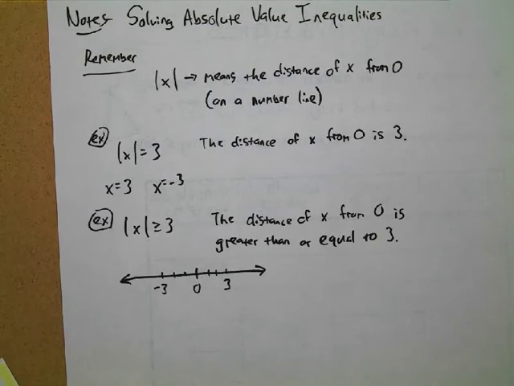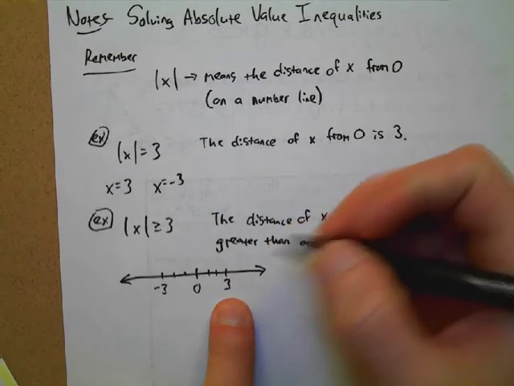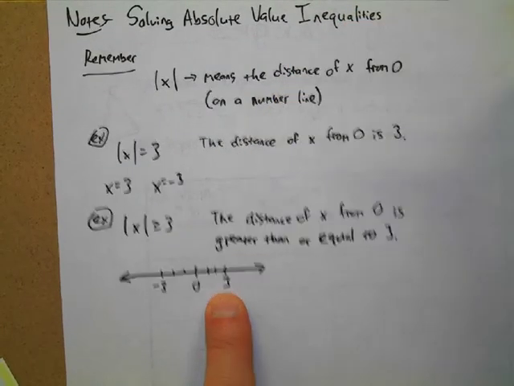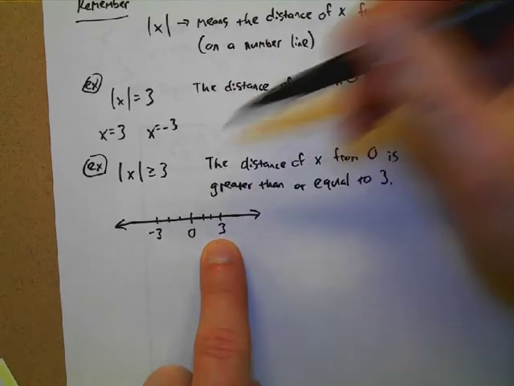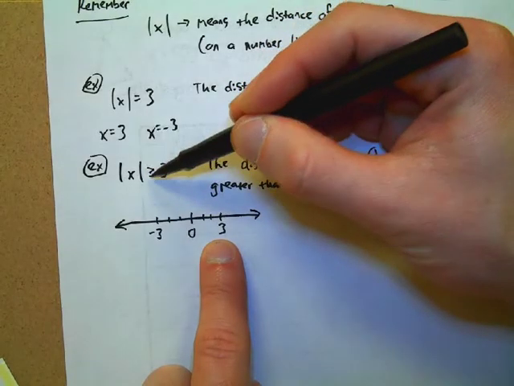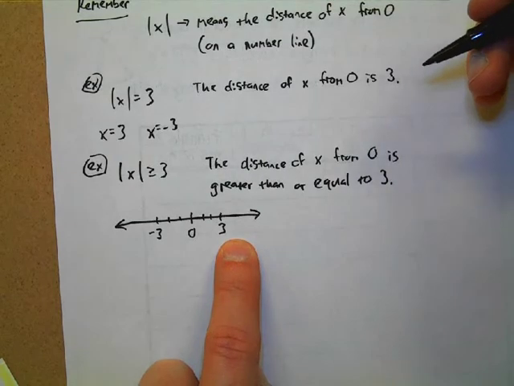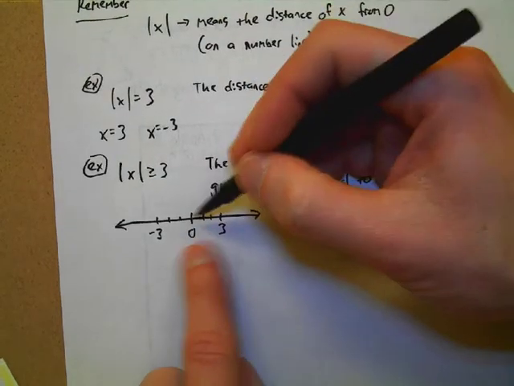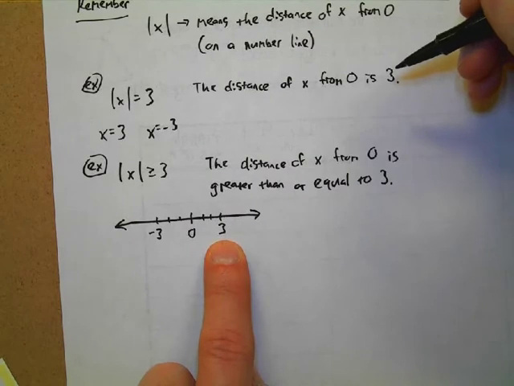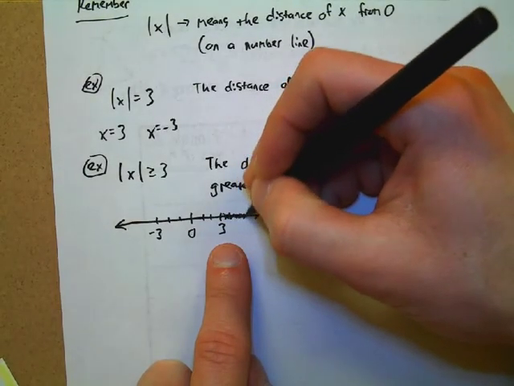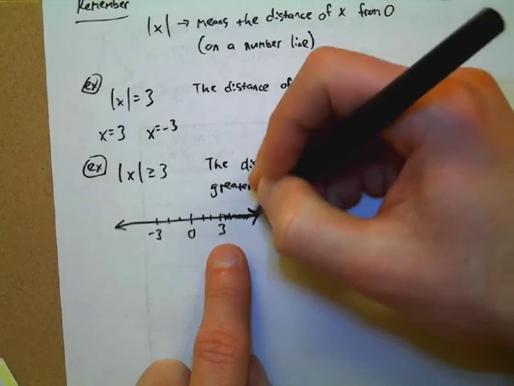We already know that exactly three away would put us right here at 3. But we want it to be greater than 3 away. Which direction should I go on my number line if I want to go more than 3 away? I'm already 3 away from 0 at 3. If I want to be more than 3 away, which way should I go from here? To the right or to the left? To the right.